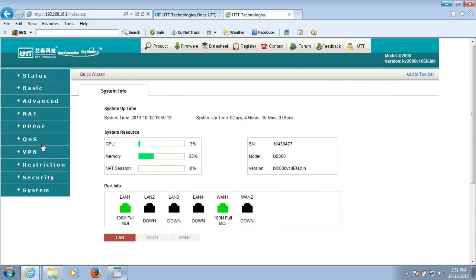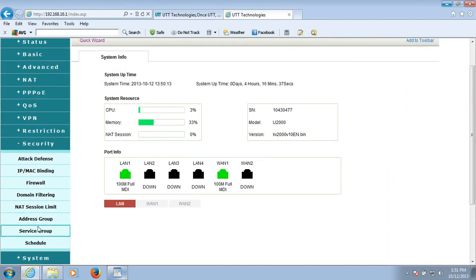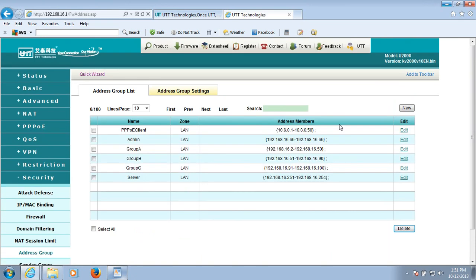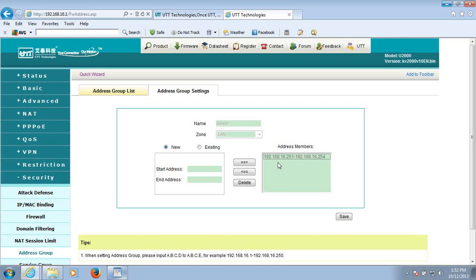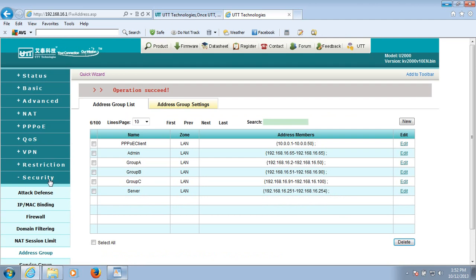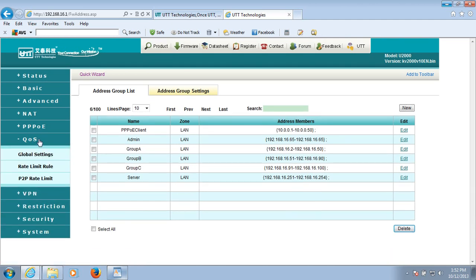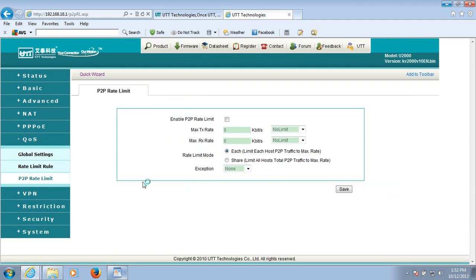First, we need to set up an address group for the internal servers. Here I created a group for the internal server. And next we go to QoS and click on P2P rate limit, and we enable P2P rate limit.